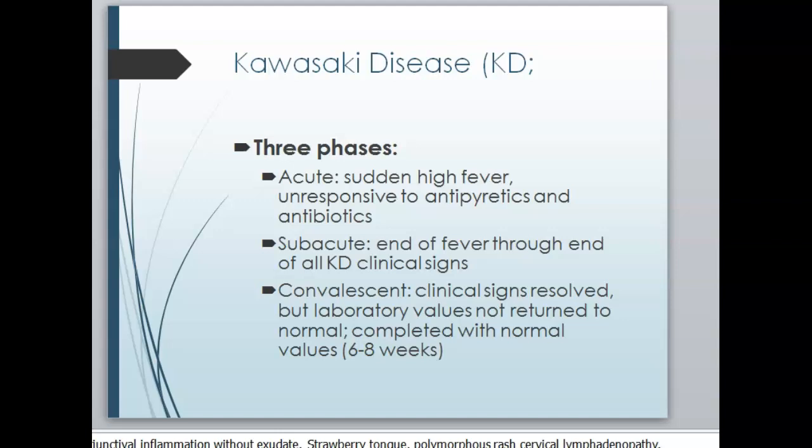Other optional tests may include an electrocardiogram, which may show evidence of ventricular dysfunction or occasionally arrhythmia due to myocarditis. An echocardiogram may show subtle coronary artery changes or later true aneurysm. Ultrasound and computerized tomography may show hydrops, enlargement of the gallbladder. Urinalysis may show white blood cells and protein in the urine. A lumbar puncture may show aseptic meningitis.